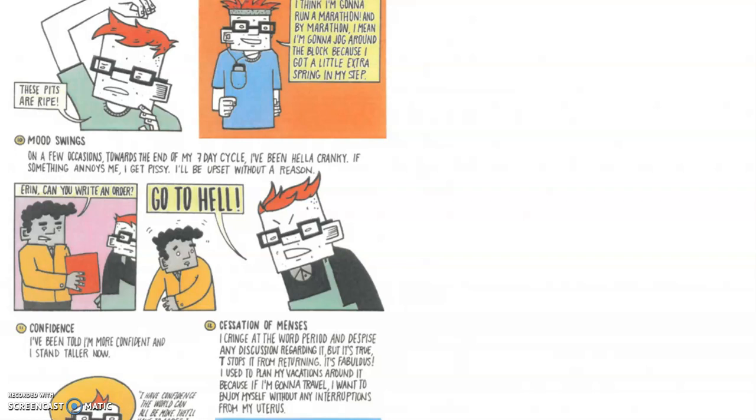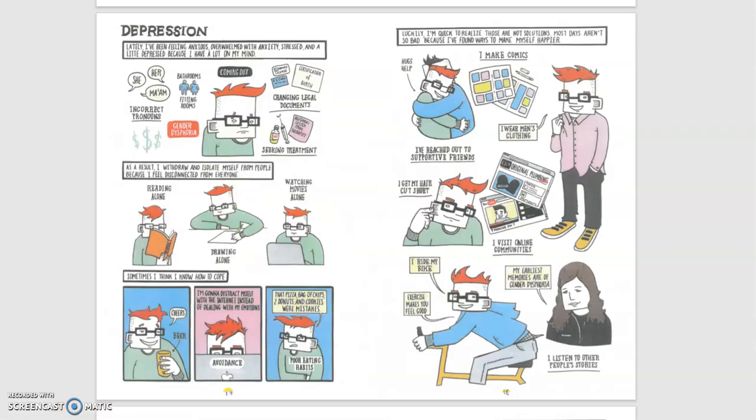So throughout this comic book, we definitely see different sides to Aaron. For example, here is a fairly negative side, where his co-worker just asks him politely if he can write an order, and he just replies, go to hell. Here is another example where he talks about how he's feeling depressed, and why he's feeling depressed, and what he does to cope with it.